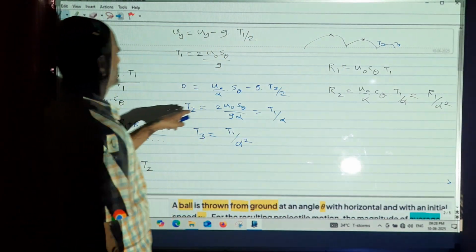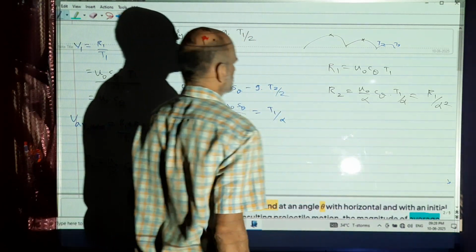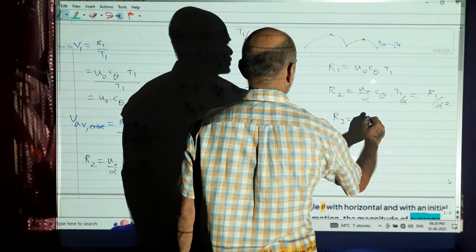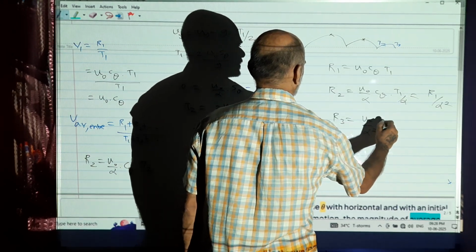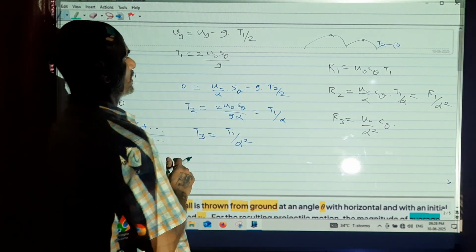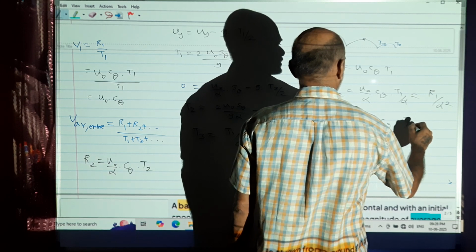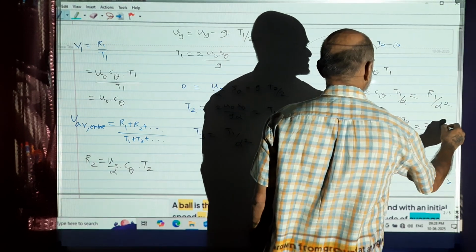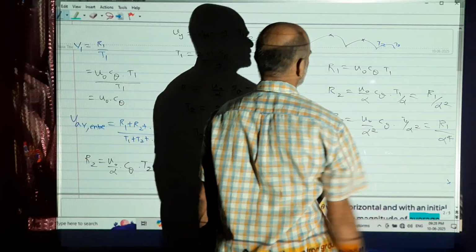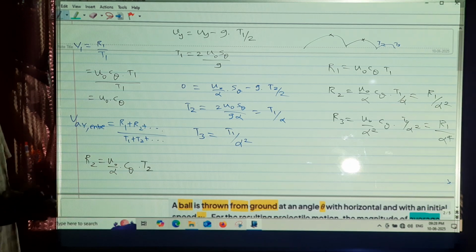So the flight time has reduced by 1 by alpha in one step, but the range has reduced by 1 by alpha square. Similarly, R3 will be the horizontal component of the velocity here, that's u naught by alpha square cos theta into T3. T3 is T1 by alpha square. So it's R1 by alpha raised to the power 4. So each time the range goes down by a factor 1 by alpha square. The flight time goes down by a factor 1 by alpha.